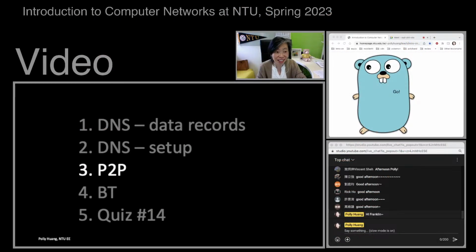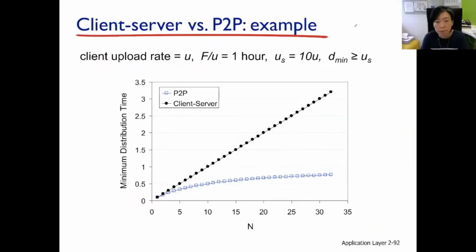All right, so let's compare sending a big file, client server versus P2P. Let me use a very simple scenario to contrast quantitatively the differences between client server mode and P2P mode in terms of the distribution time. So the scenario goes like this. The client's upload rate is small u. And if we want to upload the file over this client link, F over u, let's say that's 1 hour. And the server uplink rate is 10u, 10 times higher than the client's uplink rate.